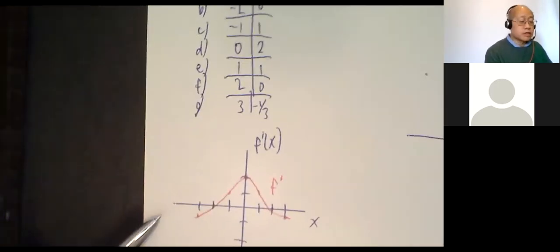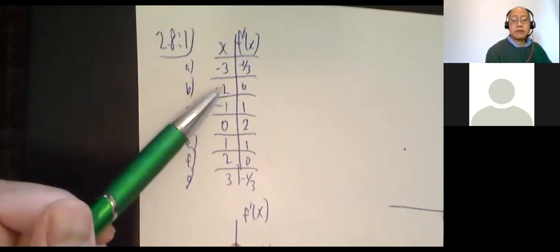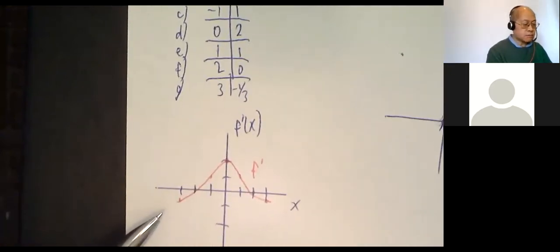So this is a graph of the derivative function. The derivative function looks something like that. Okay, so again, here's the table that I came up with, and here's the graph.